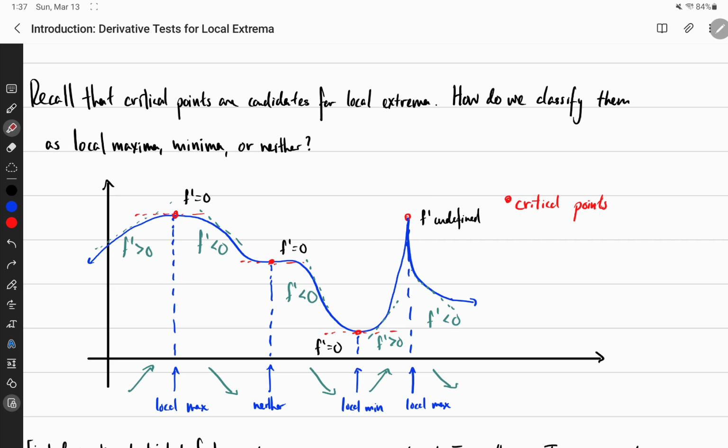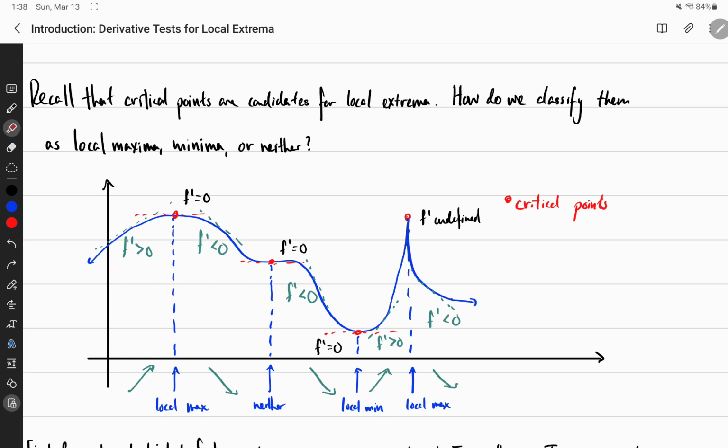On the other hand, for the case of a local minimum, such as the third point, we see that on the left-hand side of the critical point, the first derivative is negative, which means that the function decreases into the critical point, and then to the right-hand side of it, the first derivative is positive, so the function is increasing out of the critical point. So that means that the function has a local minimum.